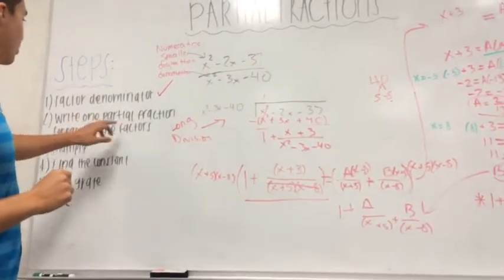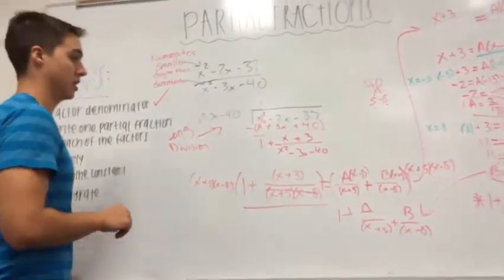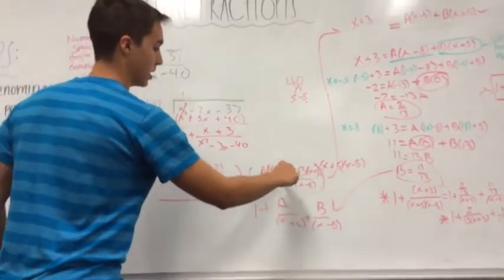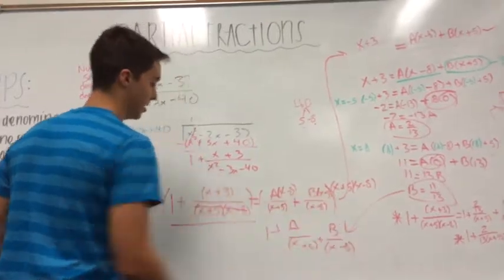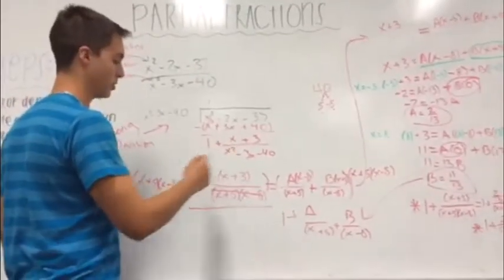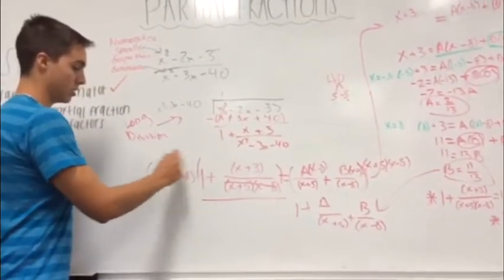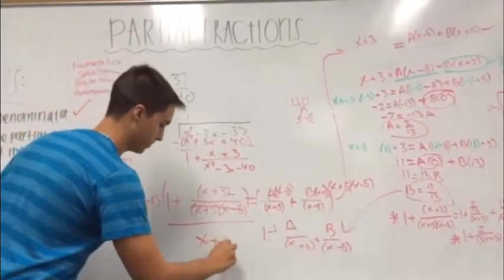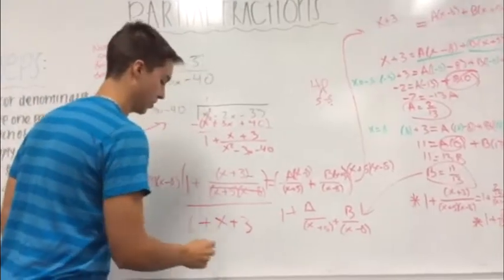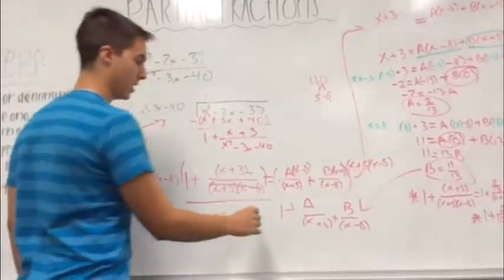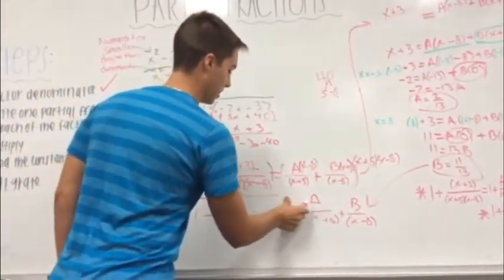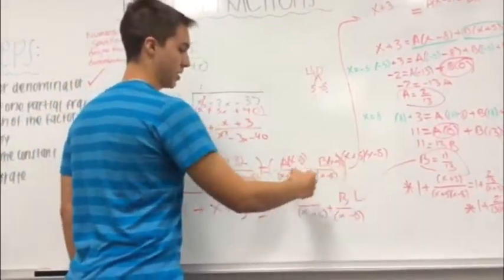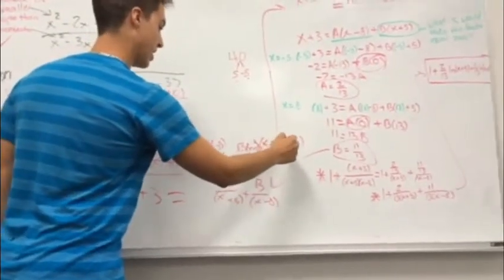Step 2 is write one partial fraction for each of the factors. To do that, it is A over (x + 5) plus B over (x − 8). Multiplying times the denominator on both sides, this denominator is going to cancel with this denominator, leaving us with x + 3. But we can worry about that 1 plus later. That's going to equal, since we multiply this side times the denominator, (x + 5)(x − 8).